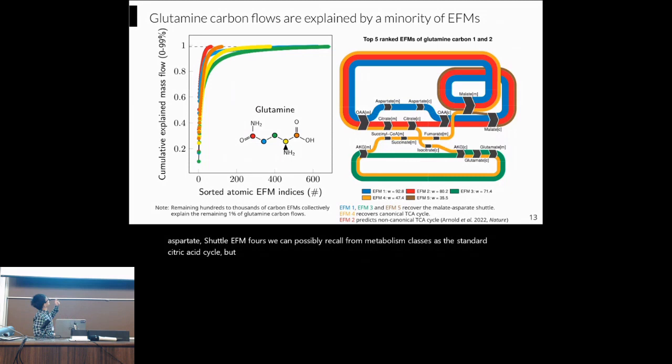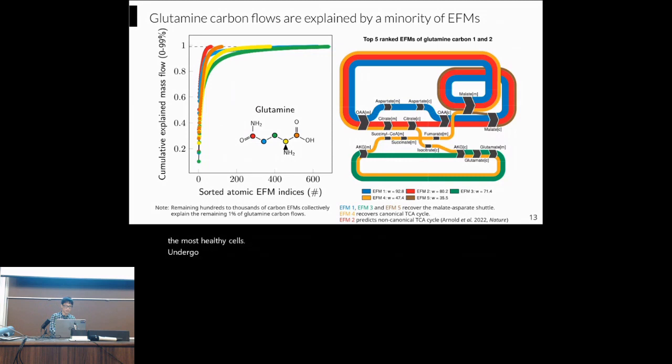But interestingly, EFM2, which is the second biggest one, predicts what is now referred to as non-canonical TCA cycles, something discovered quite recently and validated with stable isotope tracing analysis, a truncated version of the TCA cycle that possibly could be an intermediate metabolic transition between high glycolysis and the more standard OXPHOS state the most healthy cells undergo.